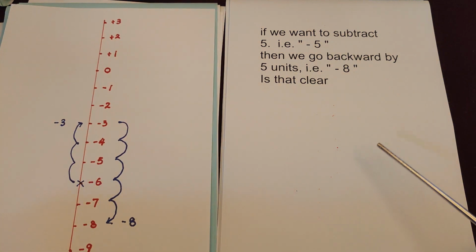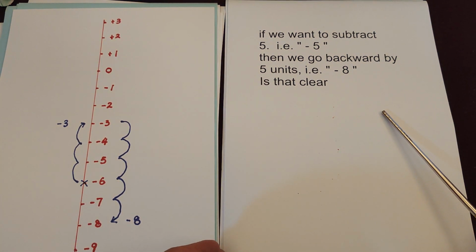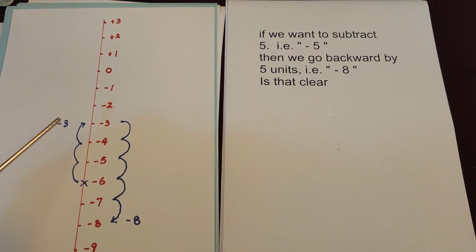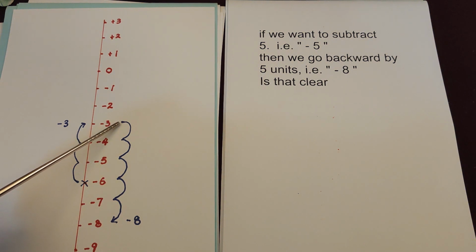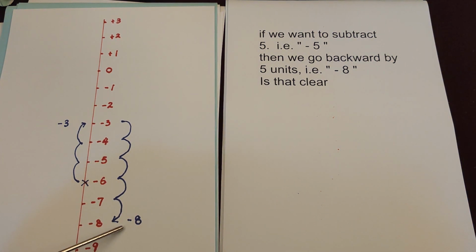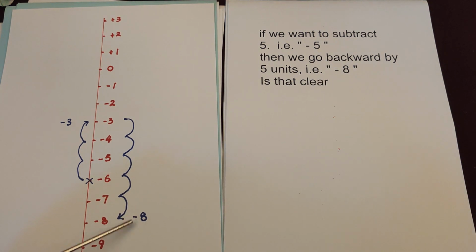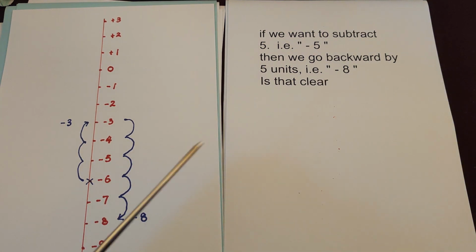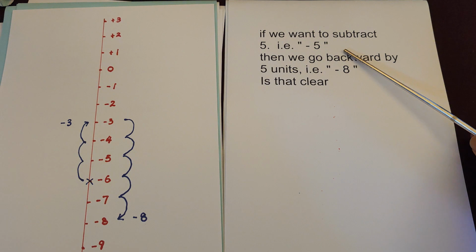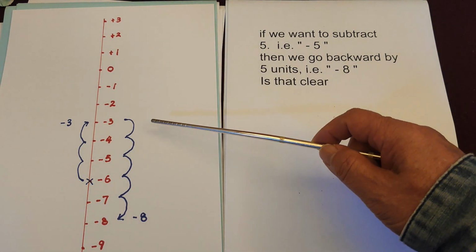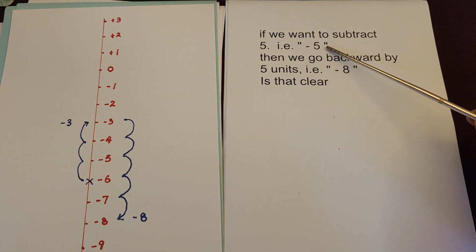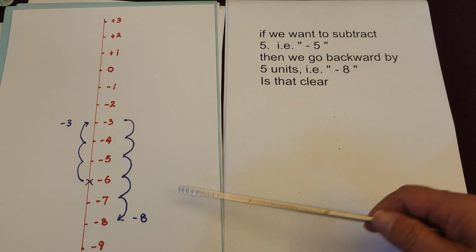And if we want to subtract 5 from it, we come from negative 3 and go backward. 1, 2, 3, 4, 5. We count back 5 steps. So it comes to negative 8. Okay? So negative 3 minus 5 becomes negative 8.